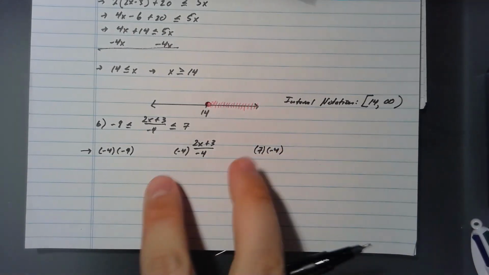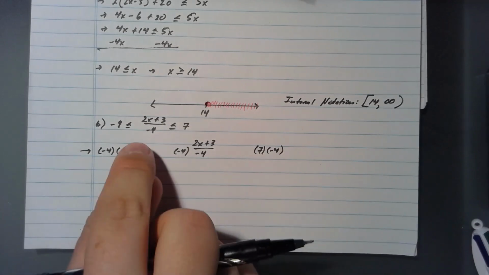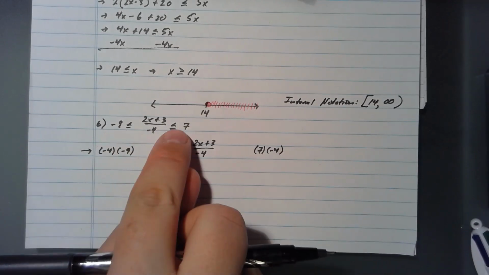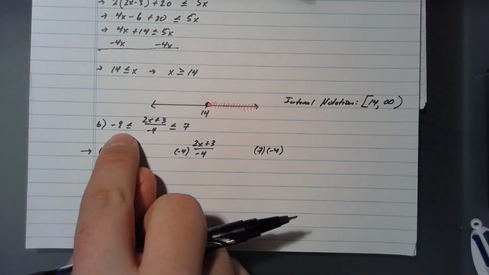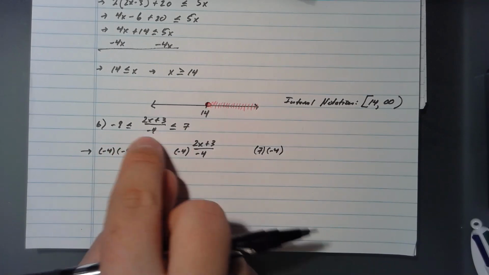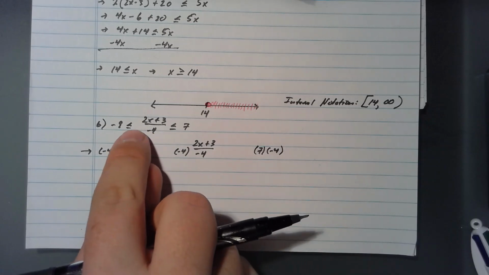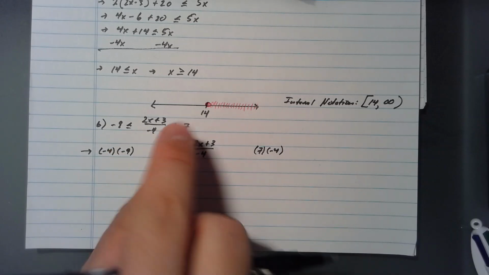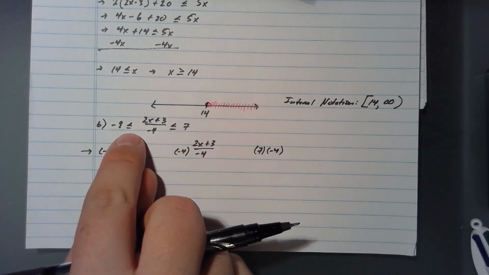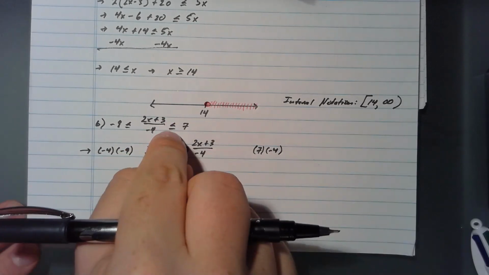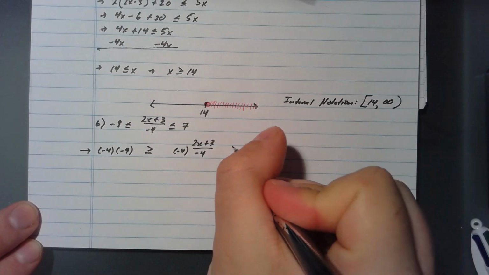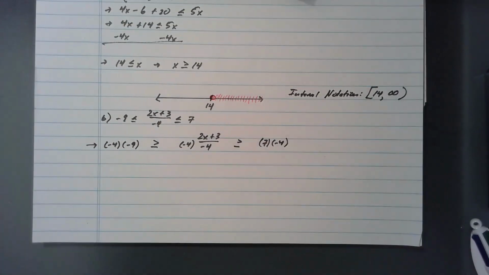Now I put some spaces here because what we did is we multiplied by a negative number. So remember, if you multiply or divide by a negative number in an inequality, the inequality symbol flips. So this less than or equal to becomes a greater than or equal to. This less than or equal to also becomes a greater than or equal to. They flip.